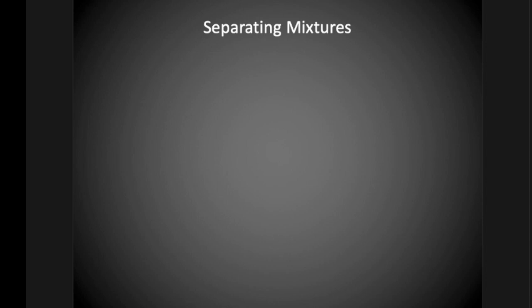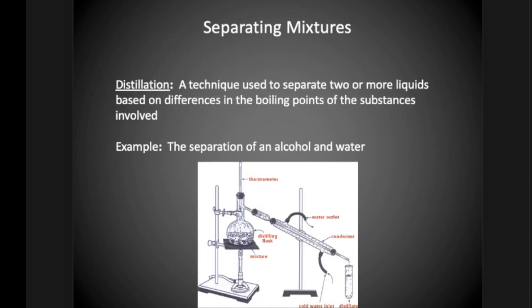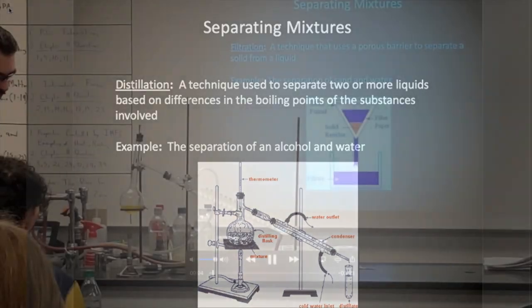and it is referred to as distillation. A distillation is a technique used to separate two or more liquids based on differences in boiling points of the substances. A good example of that is the separation of an alcohol and water. I am going to show you guys an example of a distillation.